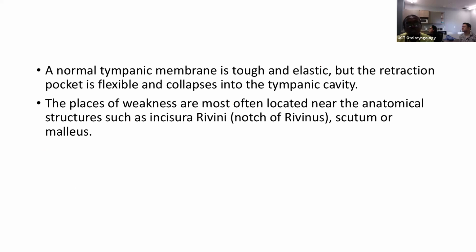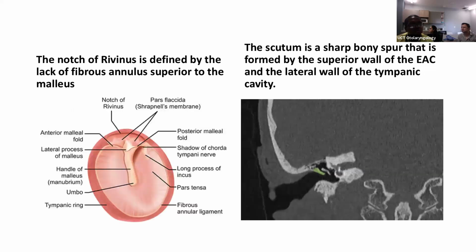It's said that the normal tympanic membrane is tough and elastic, but the retraction pocket area is flexible and collapses into the tympanic cavity. The places of weakness have been found mainly to be at the notch of Rivinus, the scutum, and on the malleus. The notch of Rivinus is defined as the area that lacks the fibrous annulus superior to the malleus. And then around the malleus is also another potential point.